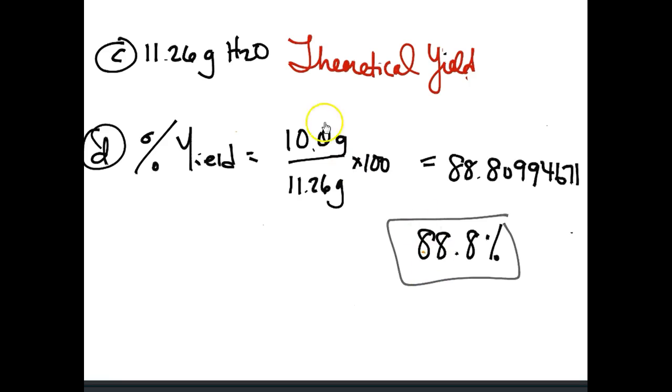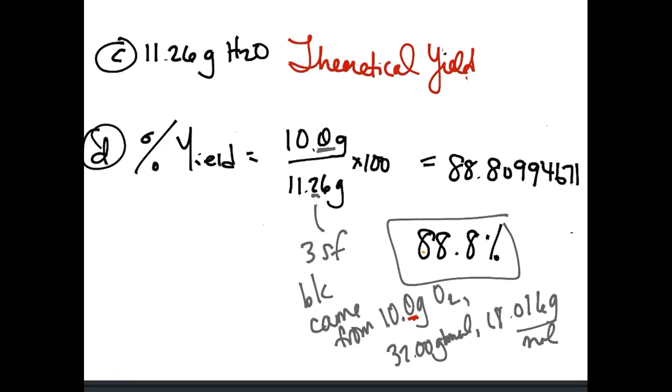It has 3 significant figures because of 10.0 and 11.26. This is actually also rounded to 3 sig figs. I'm using the unrounded number though, but it's still only accurate to 3 sig figs, and so the answer will be 88.8%. 3 sig figs for both of those. And that's because it came from 10.0 grams, 32.00 grams per mole, 18.016. The two molecular weights have 4 sig figs.